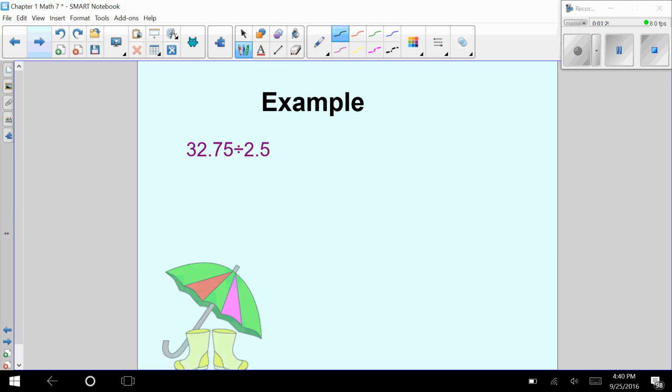All right, let's walk through the first one together. 32.75 divided by 2.5. Underneath my division goes the 32.75. Out front goes 2.5. Step 1 says move the decimal of the divisor all the way to the right. So that's the 2.5. I move it all the way to the right. I moved it one spot. So in the dividend, I move that one spot as well. So that is where my new decimal goes.